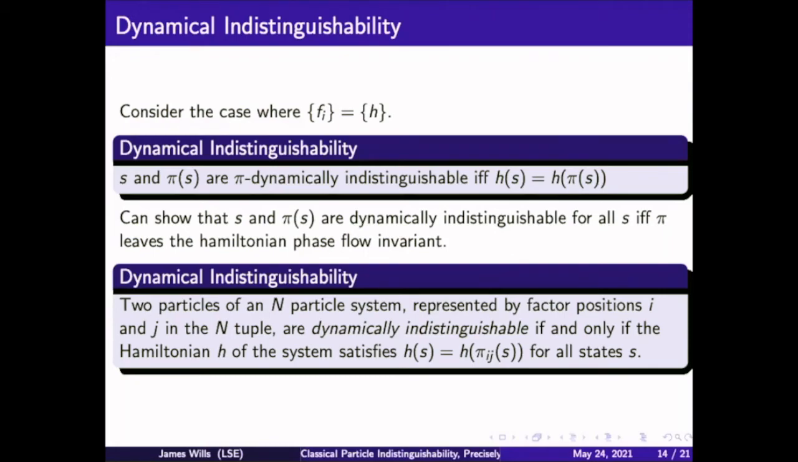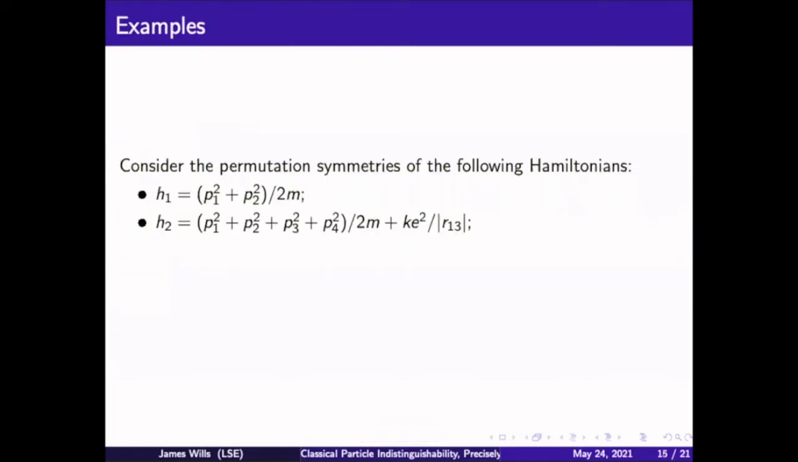This is so far kind of abstract, not very concrete. Just to get our feet firmly on the ground, I'm going to introduce a couple of examples to get used to these definitions. So here are two candidate Hamiltonians. The first one, H1, is the free particle Hamiltonian for two particles. H2 has a kinetic energy term, and it also has an electrical potential energy term. In this Hamiltonian, particles 1 and 3 are charged. They've got charge E, and this last term represents the electrical force between them.